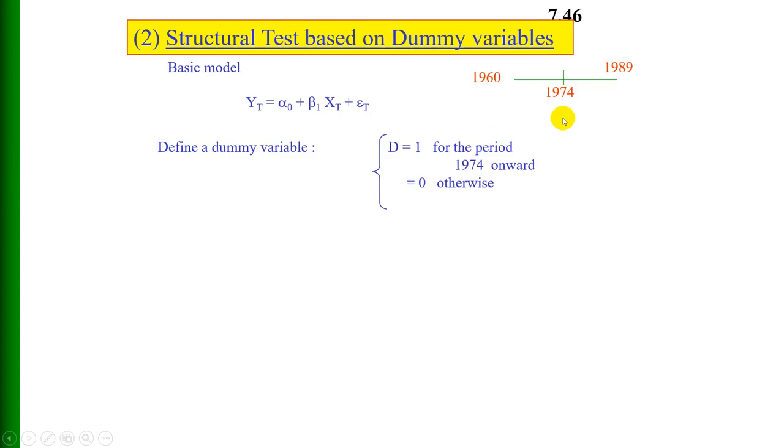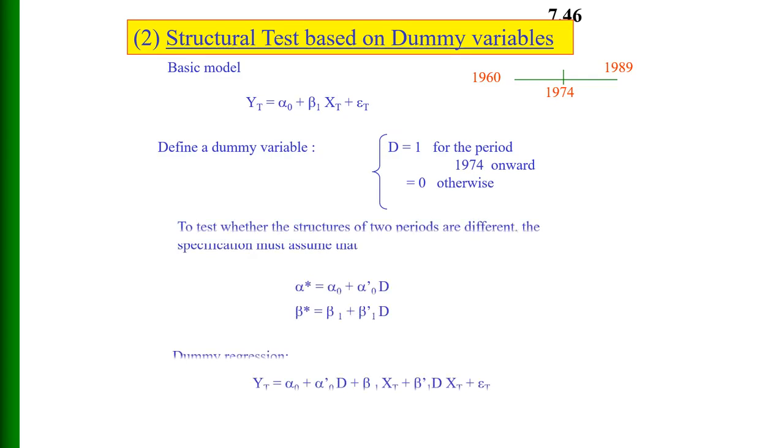Structural test based on dummy variables. The basic model is this: yt is equal to alpha naught plus beta 1 xt plus epsilon t, and let us suppose this is the time period ranging from 1960 to 1989, and there is one point, 1974, here. So we can use a dummy variable d1 equal to 1 for the period 1974 onward, this period, and 0 otherwise, which is this period.